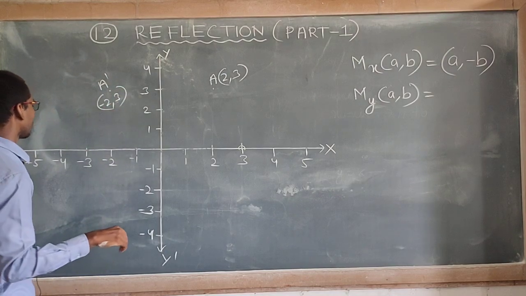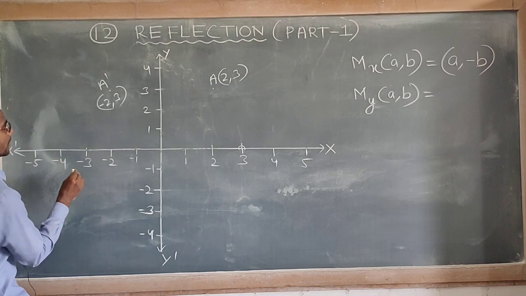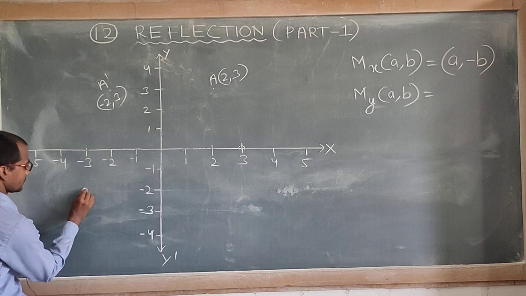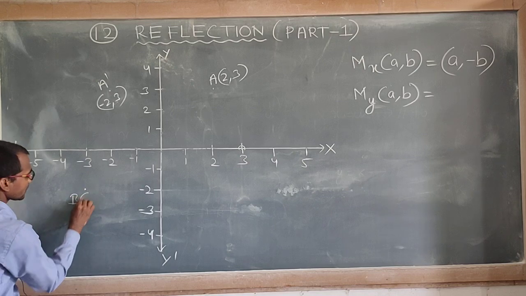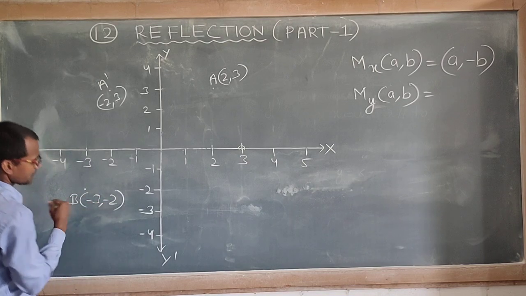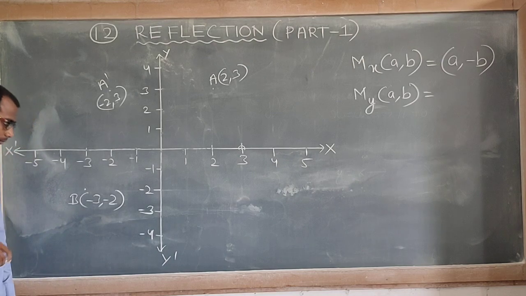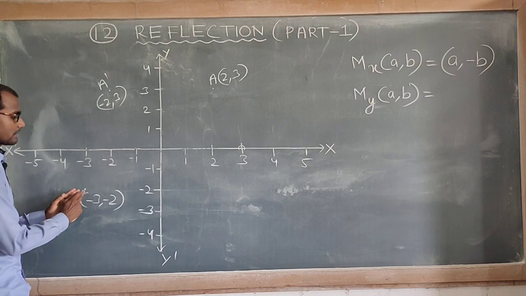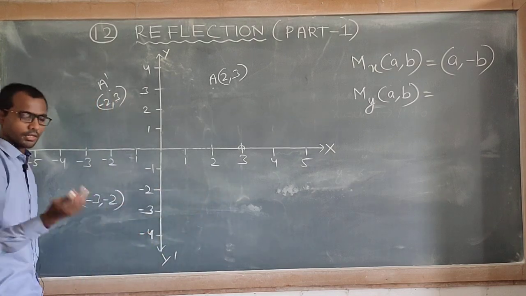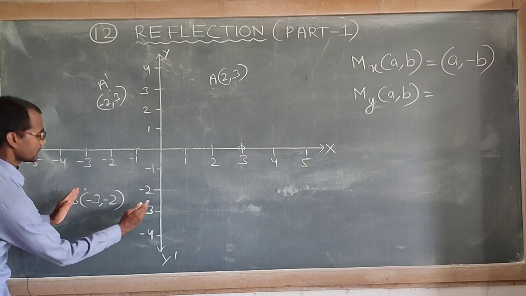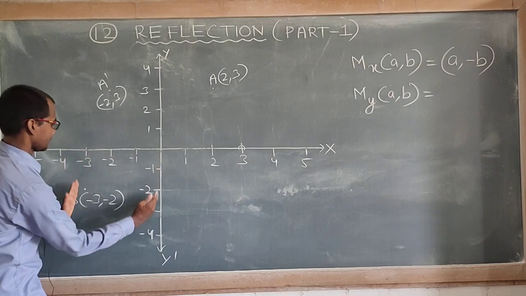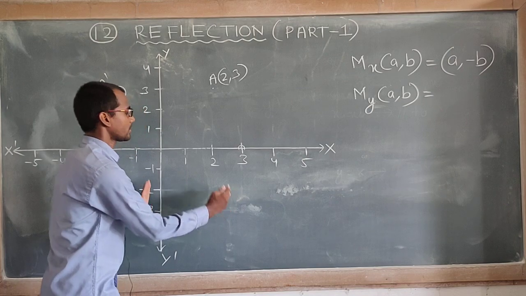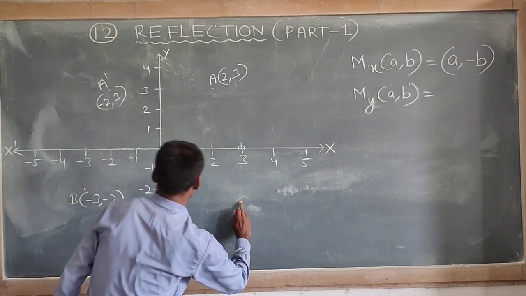Now let us take another point. Suppose -3, -2. This point is B. Let us reflect this point in the y-axis again. So its image will be formed here behind the mirror, obeying the laws of reflection. This distance is 3. You can see, so the distance of the image from the y-axis will also be 3. So the image will be formed here.